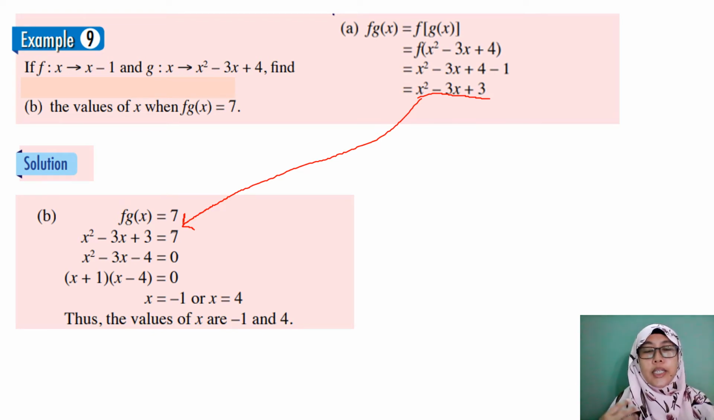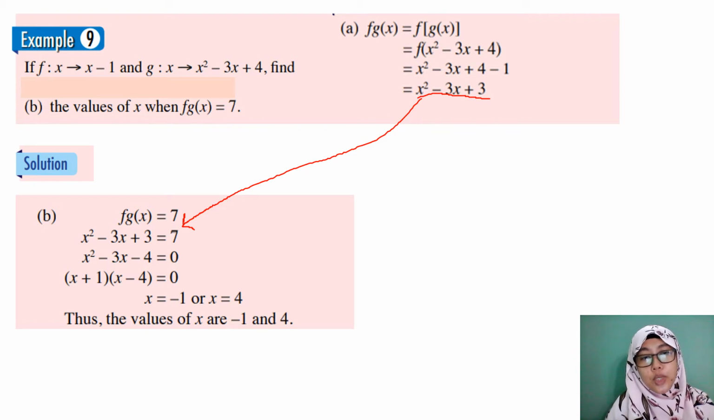Kita nak dapatkan dia punya factorization. Okay, so change it into the general equation, x square minus 3x minus 4. After you simplify here, right, plus 3 minus 7, you akan dapat minus 4. And then you must factorize. Okay, so you factorize this equation, you akan dapat x plus 1 and bracket x minus 4, okay, equals to 0. And then this is your solution.